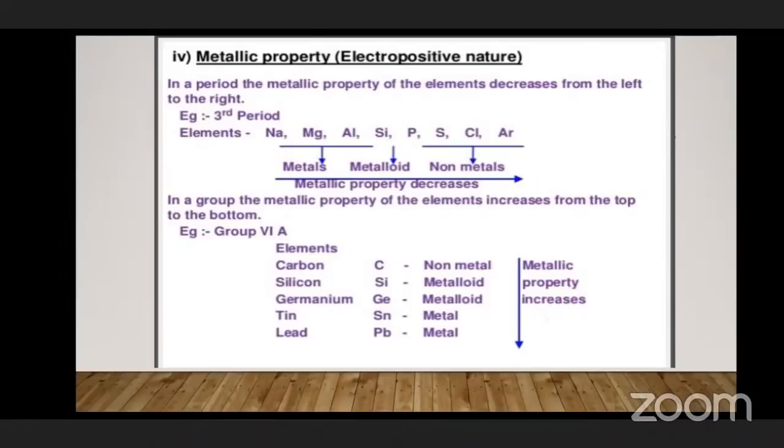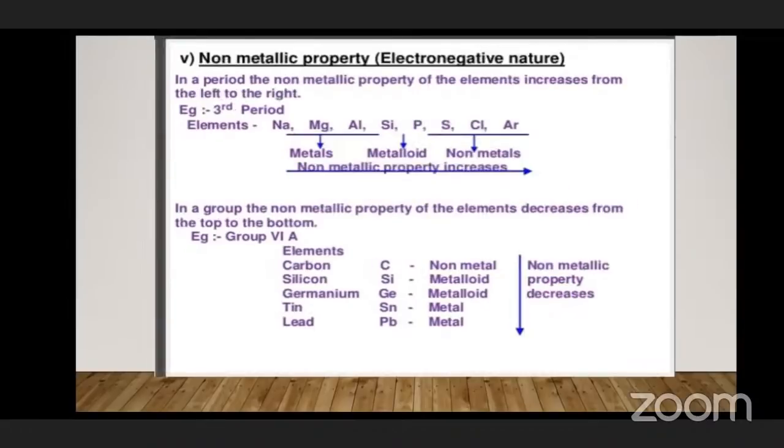Similarly, non-metallic property increases along the period. See, here it is a metal, but coming to the last, these are non-metals. So finally, non-metallic property increases. Similarly, if you observe carbon, silicon, germanium, tin, lead, the fourth group elements, it goes from non-metal to metal. So metallic property increases; initially there is a non-metal, but finally we do not observe a non-metal.